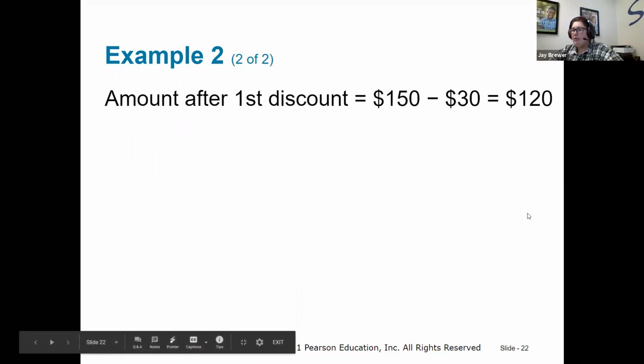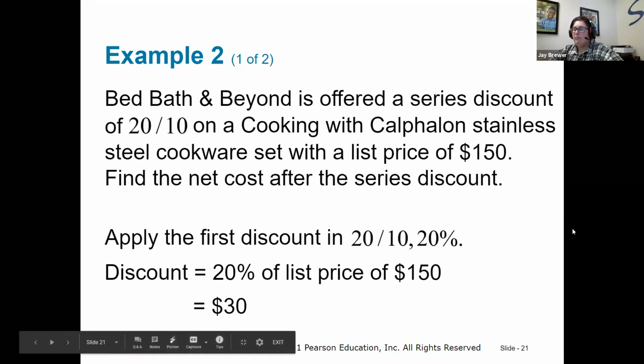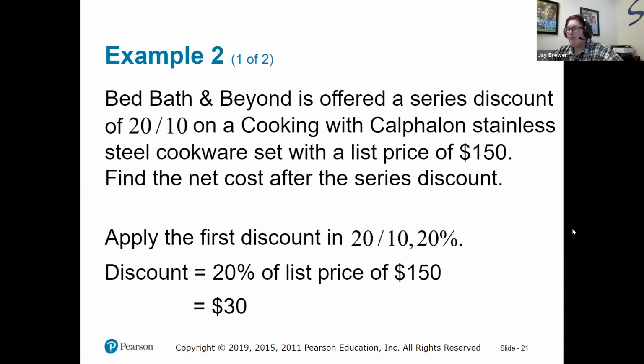So that would be $30. Okay, sorry, I'll go back. And we know that they took 0.20 times 150 to get the 30. Okay.